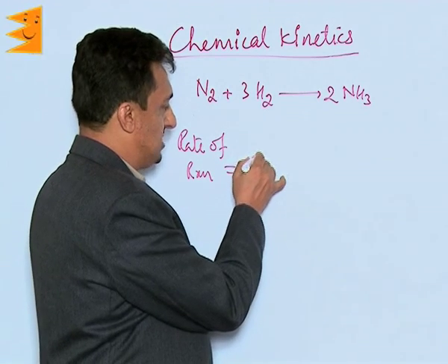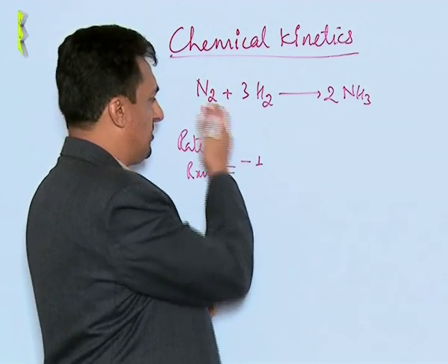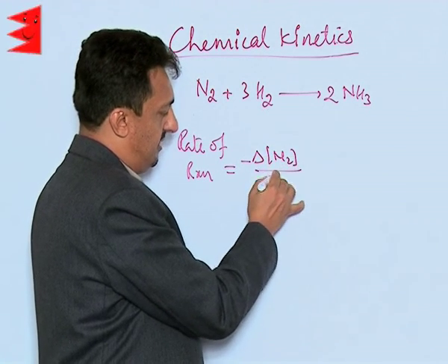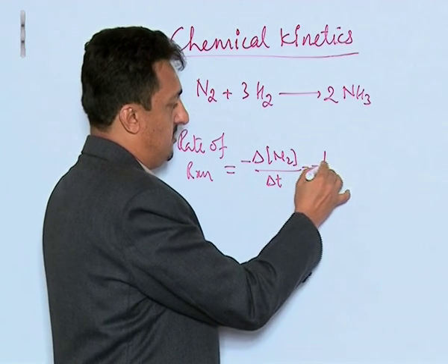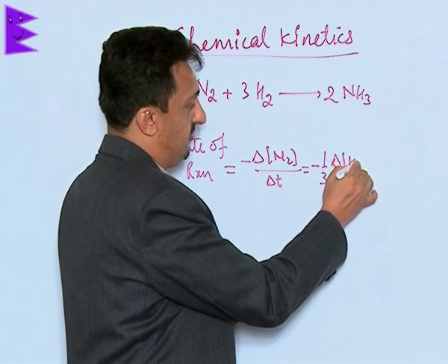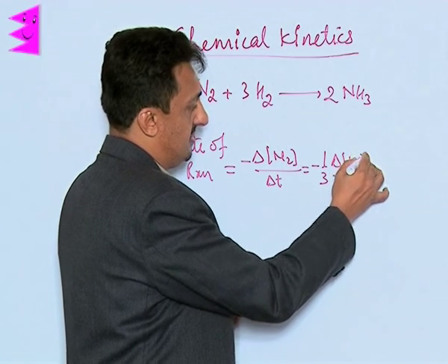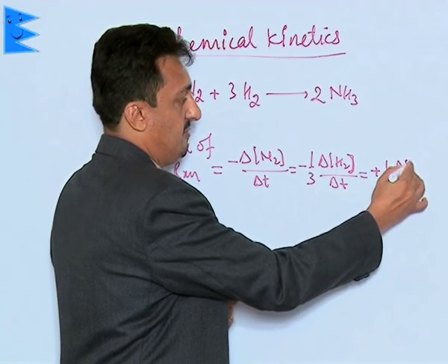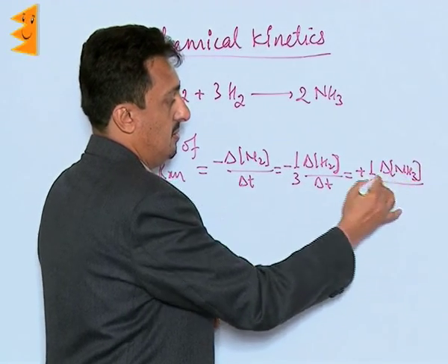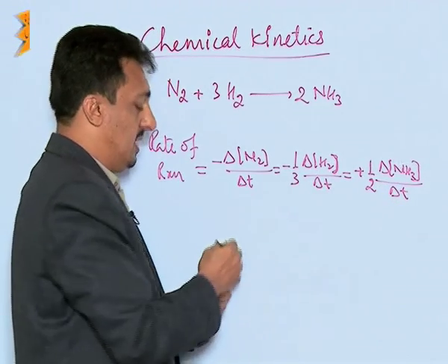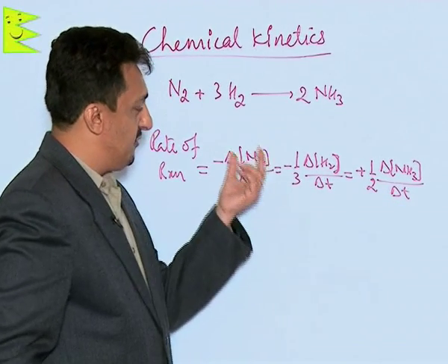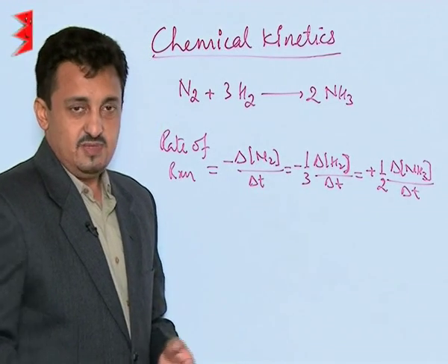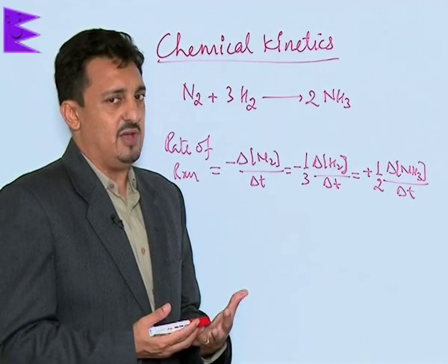How? By minus of 1 by, since its coefficient is 1, there is no point in writing it down. It is minus delta of concentration of nitrogen upon delta T. It will be minus of 1 by 3 of delta of hydrogen by delta T, and it will be plus of 1 by 2 of delta of ammonia by delta T. So this is how we can compare the rates of the different reactants and the products, and this is a way of writing down the rates of the reaction. So for any given reaction, we can easily find out what will be its rate.